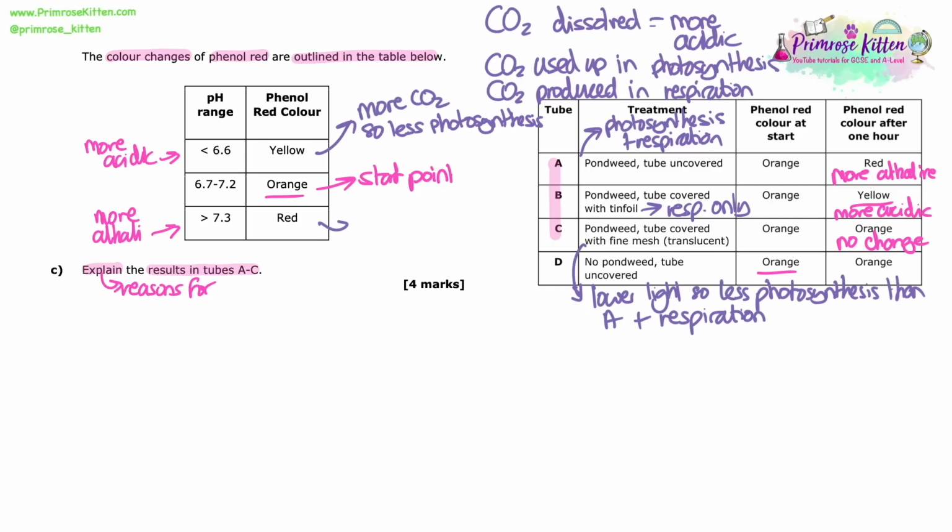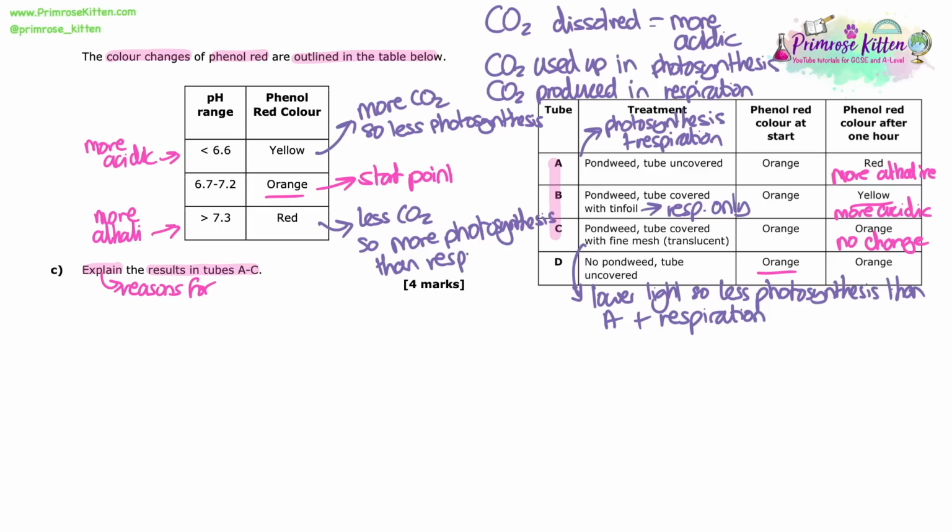So when we see a yellow colour, we see it more acidic, there must be more carbon dioxide in the solution, so therefore less photosynthesis is happening. And when we see it's red, there's less carbon dioxide dissolved in the solution, so more photosynthesis must be happening to absorb it and take it out of the solution.